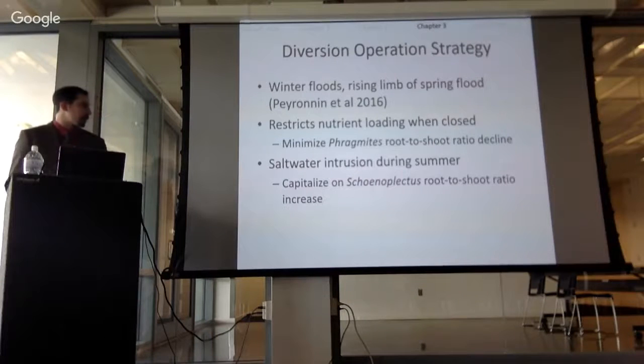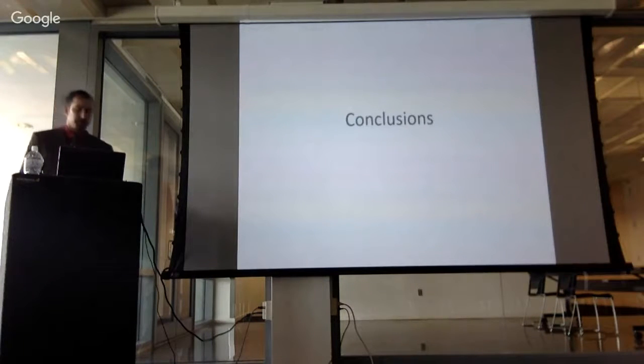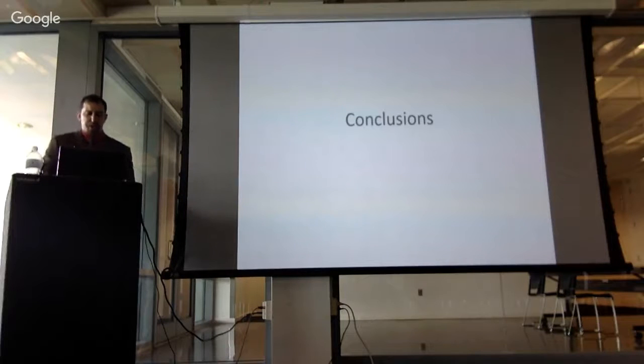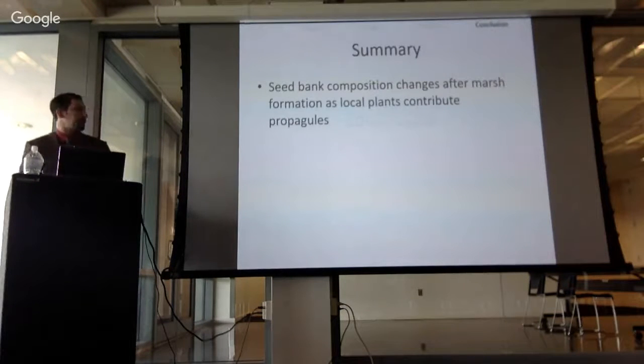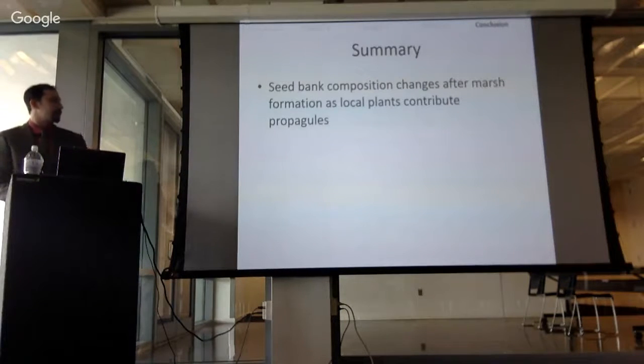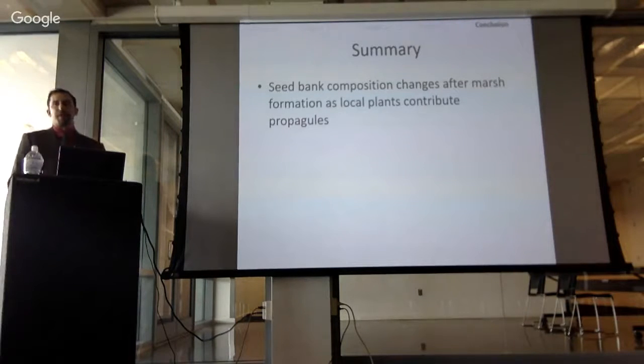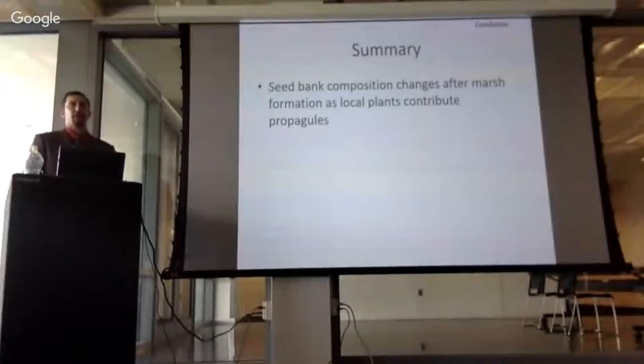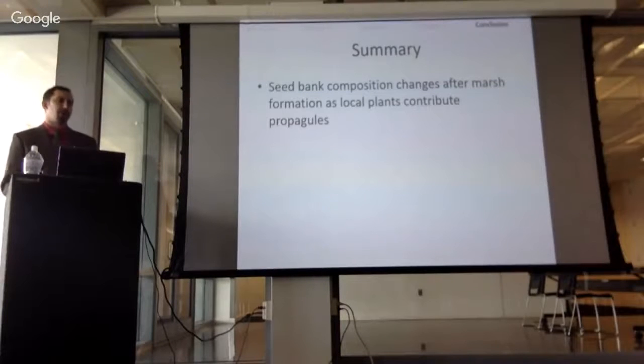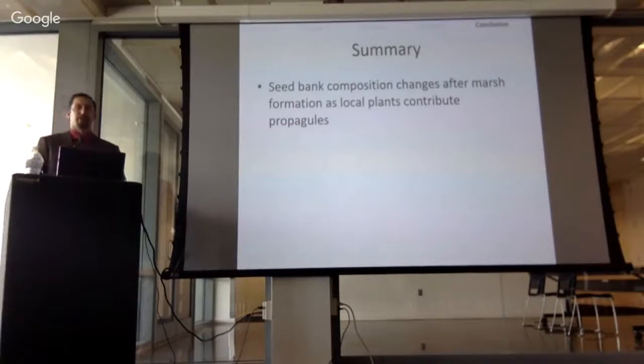Contrary to what you might read in the comment section of NOAA.com diversion articles. So just to sum everything up in my three chapters, first I demonstrated a difference in the composition of seed banks before and after the formation of a new deltaic marsh, described by the increase in similarity of the seed bank to locally growing plants.